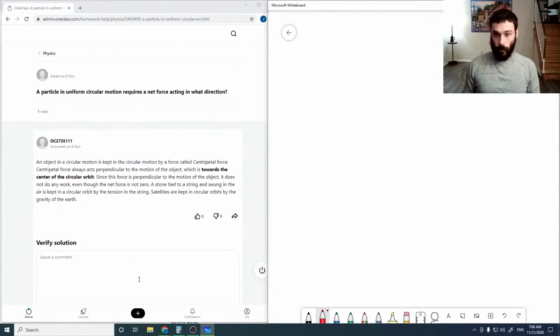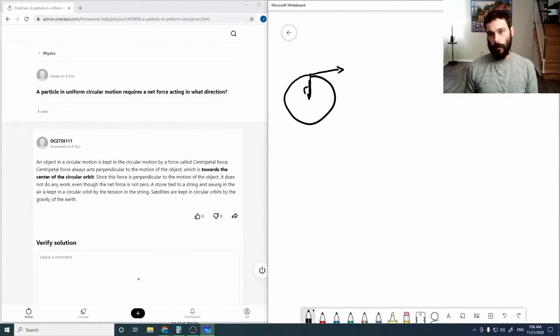Okay, a particle in a uniform circular motion requires a net force acting in what direction? Okay, so again, just to rationalize through this, I'm going to attempt at drawing a rudimentary circle here, and we're going to pretend that it's a perfect circle. So there's our R line, there's one of our velocities, which is tangent to this R.